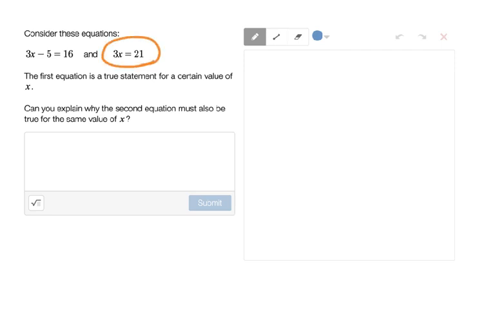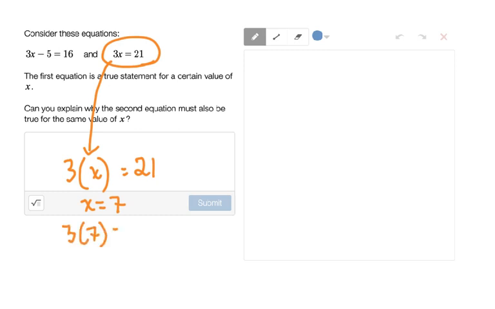And I asked those of you to think of a number that I could multiply by 3, which is x, in order for me to get a value of 21. And we talked about that value of x was 7. And we know that because 3 times 7 is equal to 21. That is one way to look at it.